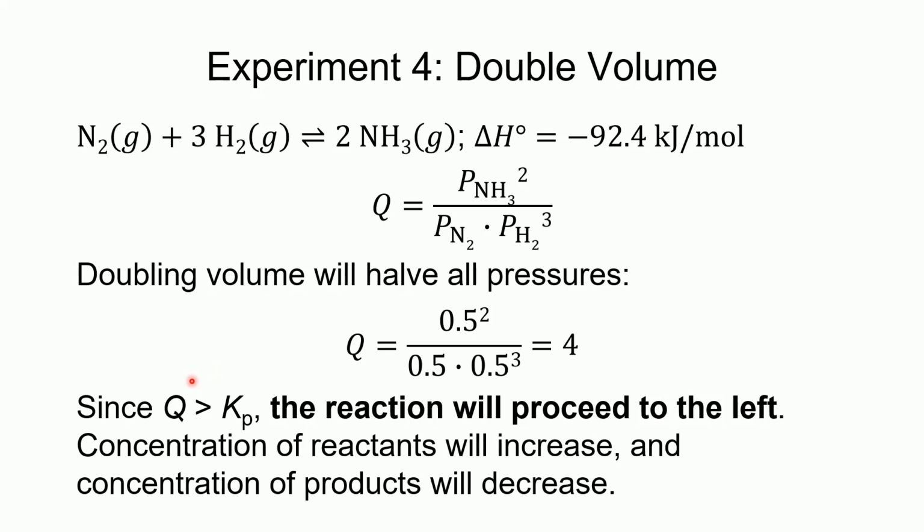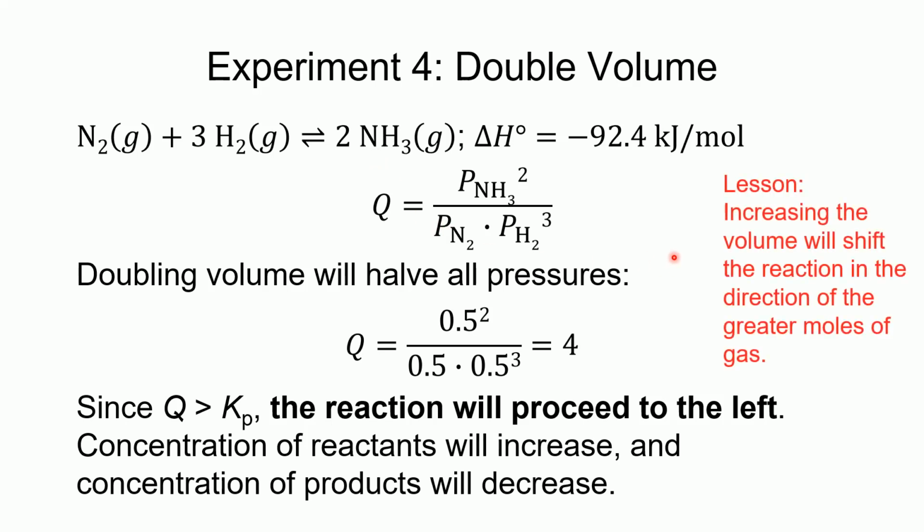Well, if Q is greater than K, then the reaction will proceed to the left. This is the first one we've had where the reaction proceeded to the left. The concentration of our reactants will increase because the reaction is proceeding to the left, and the concentration of our products would decrease. The lesson here is if we increase the volume, increasing the volume will shift the reaction in the direction of the greater moles of gas. So again, we had 4 moles on the left, 2 moles on the right. By increasing the volume, it shifted the reaction to the left.